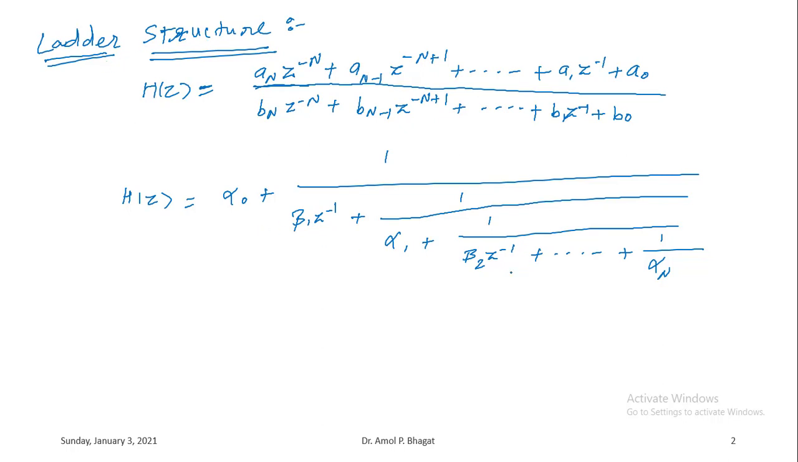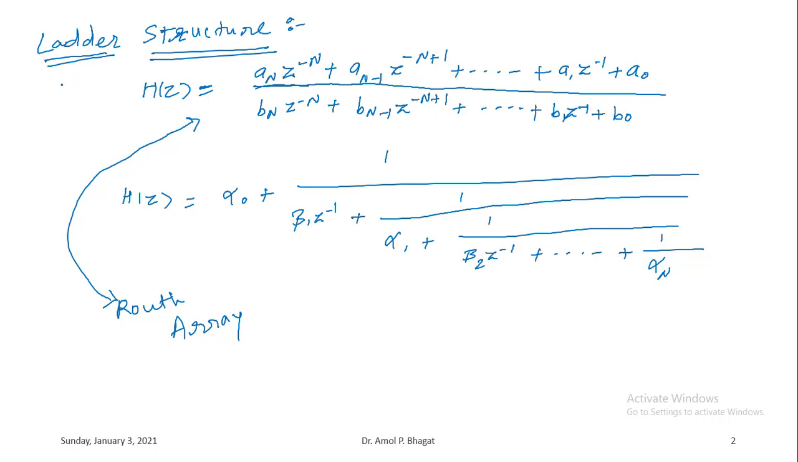Then after identification of these coefficients, you can directly obtain its realization diagram, or the realization in the ladder structure form. So for identifying these coefficients, that is alpha_0, beta_1, alpha_1, beta_2, and so on up to alpha_n, you will be utilizing one array which is called the Routh array. How to obtain this Routh array from the given transfer function, we will see when we solve a problem on ladder structure realization. After obtaining the Routh array from the given transfer function, utilizing that Routh array, you can identify these coefficients for realizing the given IIR system in ladder structure.